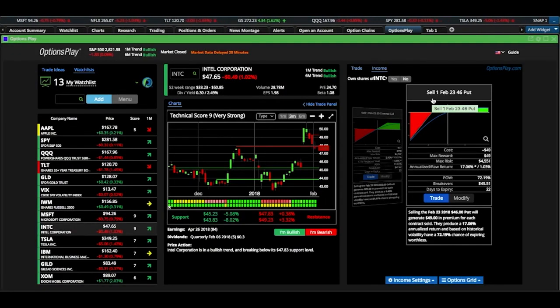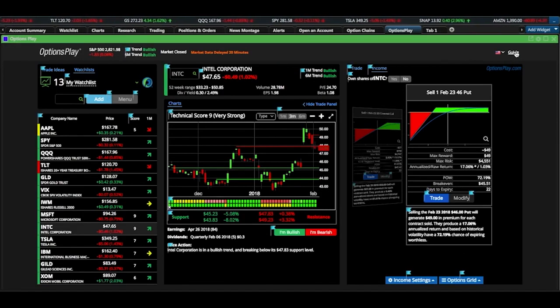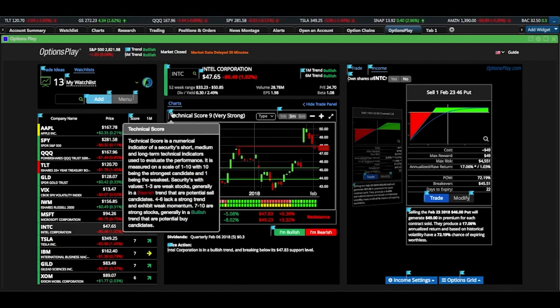That is a quick introduction to the OptionsPlay platform. If you have any questions about what certain things on the platform mean, there's always the guide button here on the upper right hand corner. If you click on it, it will bring up these guide flags that are interactive and allow you to quickly scan for and understand what a technical term on the screen is.